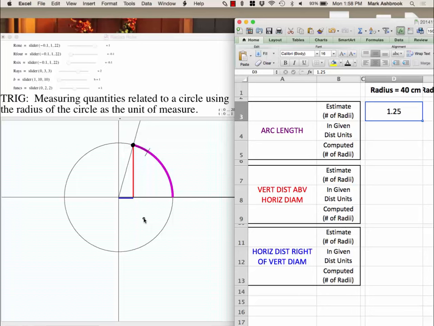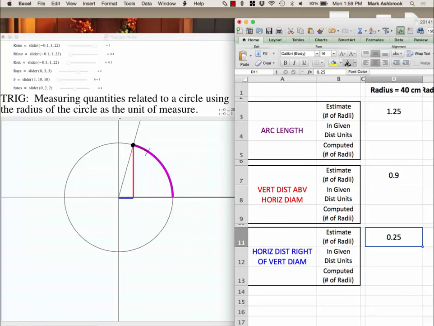Okay, how about the vertical distance? What'd you guys say for your estimate? I heard 0.7. What do we think of that? 0.9. 0.91. 0.95. Okay, I had 0.9. If you're in the ballpark of 0.9 or 0.95, almost 1, right? It's almost 1 full radius length. Okay, how about the blue one? Horizontal distance to the right. Okay, 1/4 or something like this. 0.25. Okay, so this is the idea.